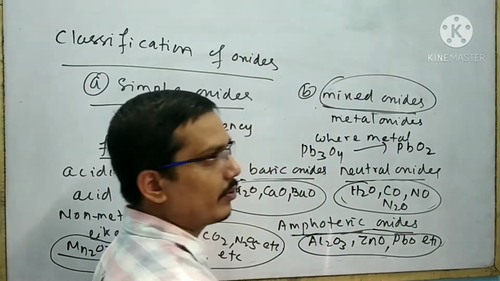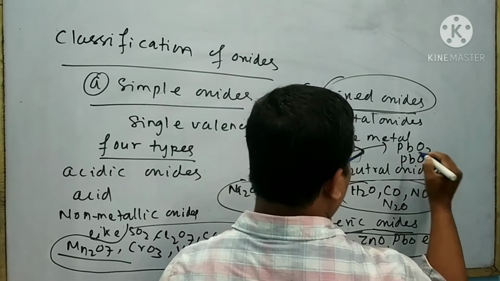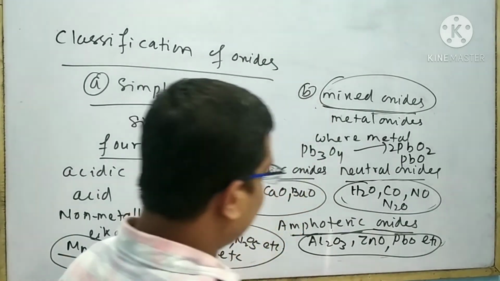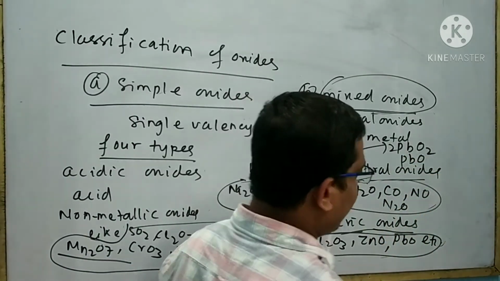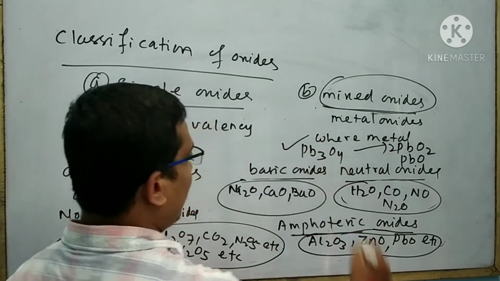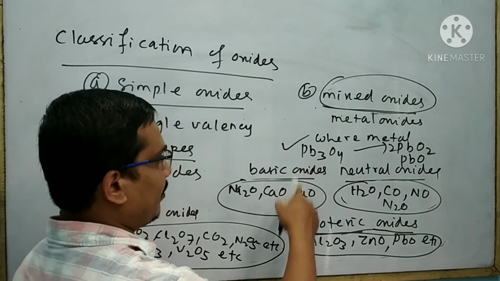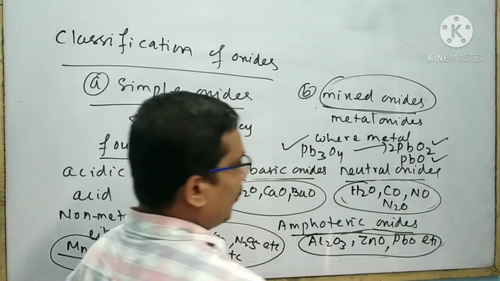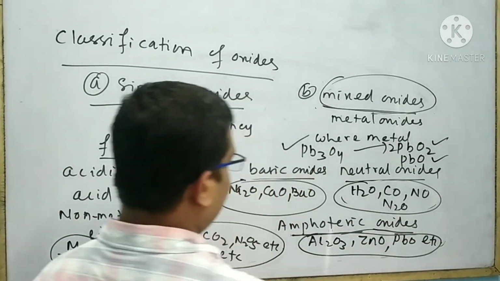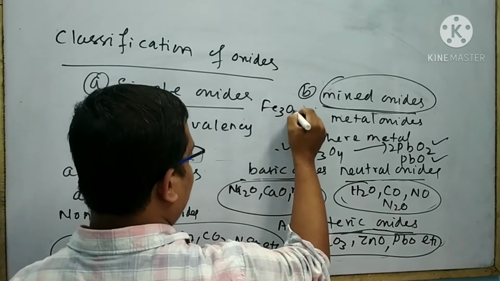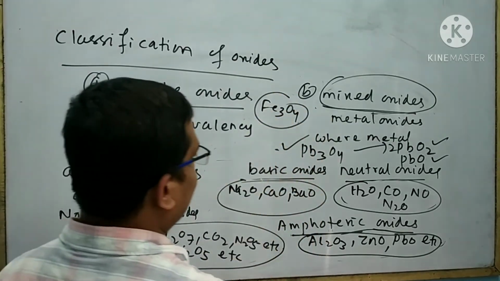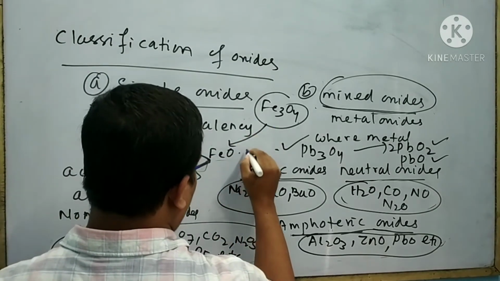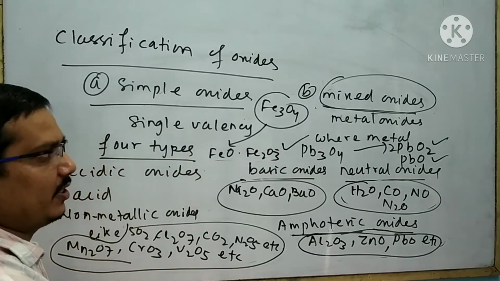One is PbO2, another is PbO. Here we take two PbO2 and one PbO. With the help of two PbO2 and one PbO, we can form Pb3O4. Here the Pb3O4 shows the characteristic properties of PbO2 and PbO simultaneously. Similarly, I can take another example, Fe3O4. This is a mixed oxide which shows the characteristic properties of FeO and Fe2O3 simultaneously.